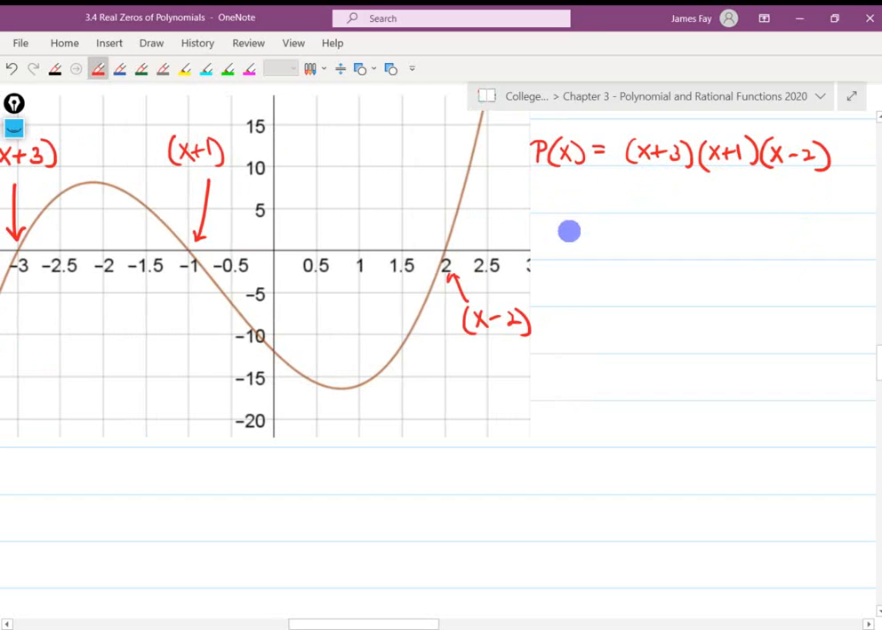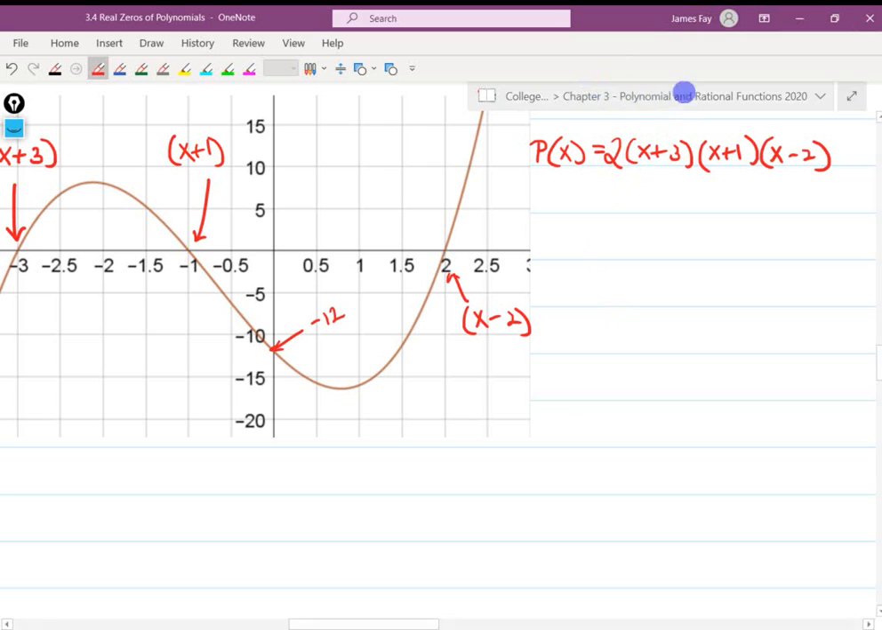If I multiply that all out, what would your constant term be? If you FOILed all this out, you would have 3 times 1 times negative 2 as your constant term, wouldn't you? So it'd be negative 6. What does the constant term of a polynomial always tell us? It's the y-intercept. Is my y-intercept in this picture negative 6? No. I had to zoom out when I made this in GeoGebra, but it is at negative 12. So how do I make negative 6 turn into negative 12? Multiply by 2.